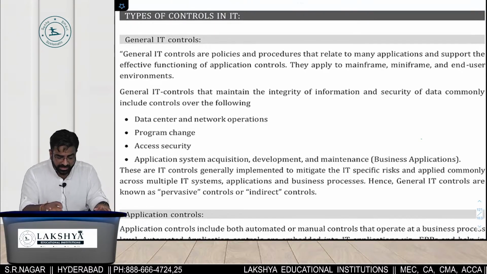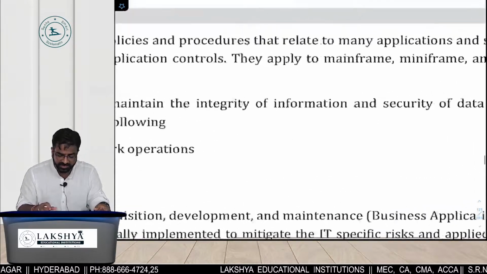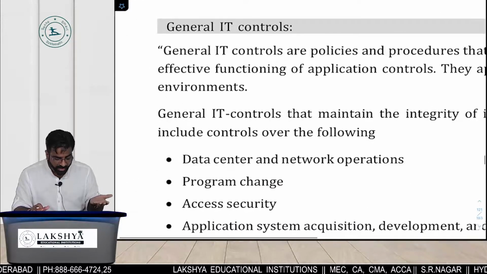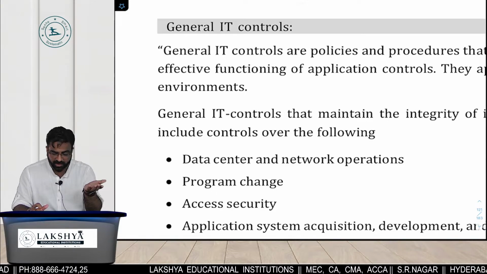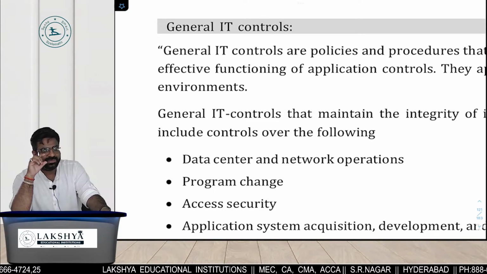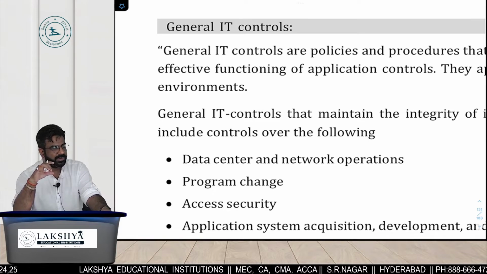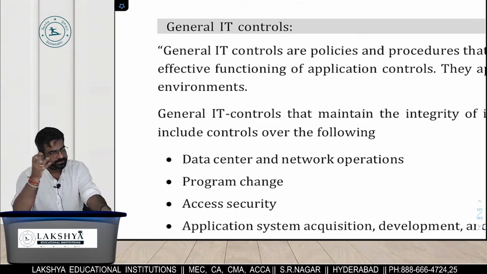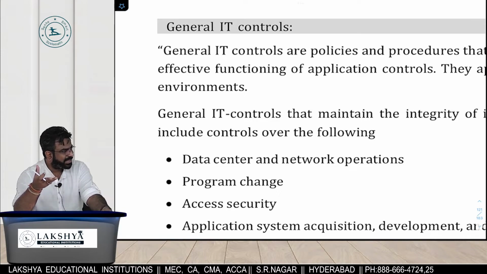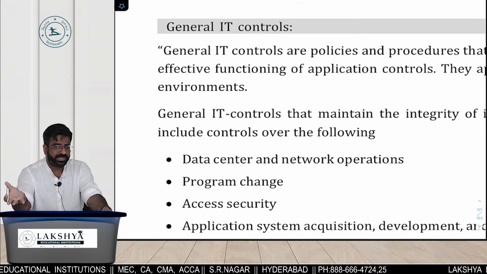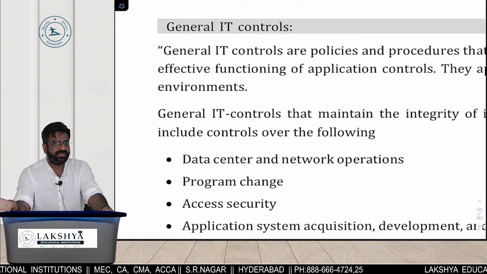General IT controls are the policies and procedures that relate to many applications and support the effective functioning of the application controls. Say for example, can you download an app lock on your phone? You can lock every app you want or not. So that is called what? General IT controls, which help in the effective functioning of your application controls.